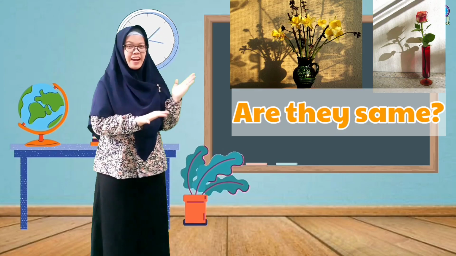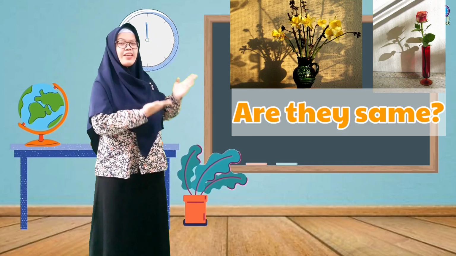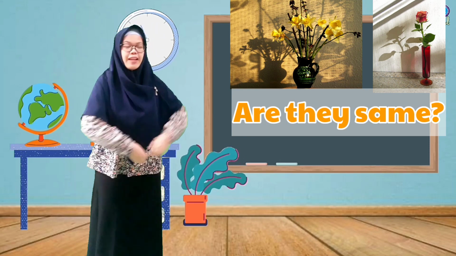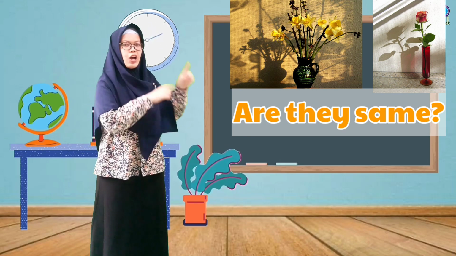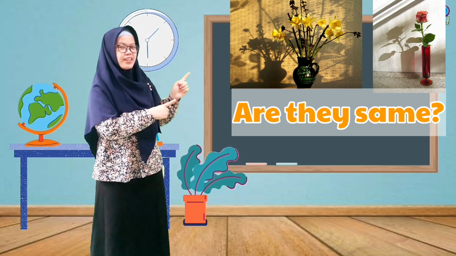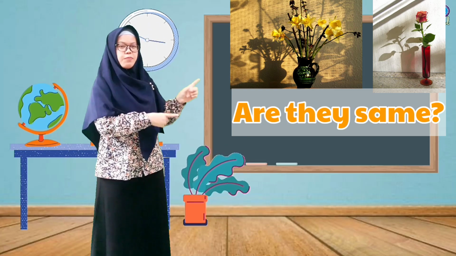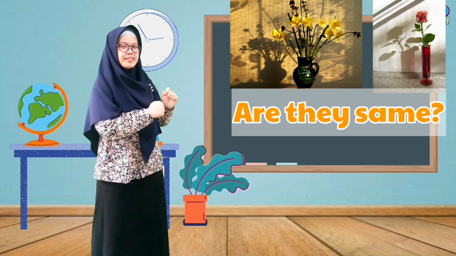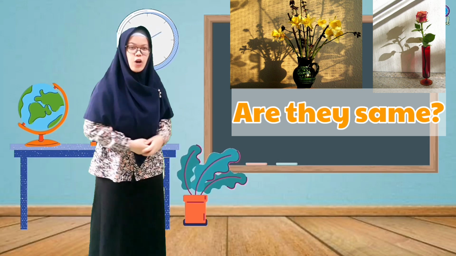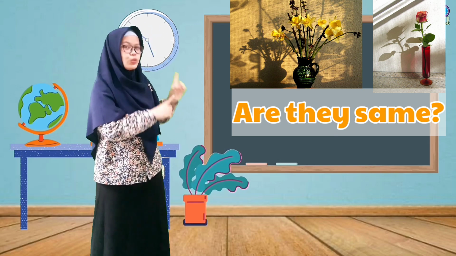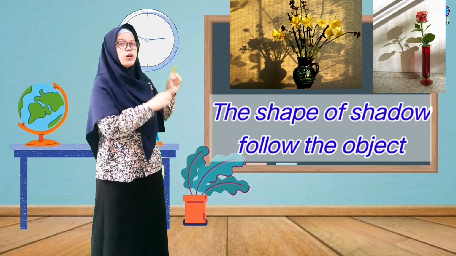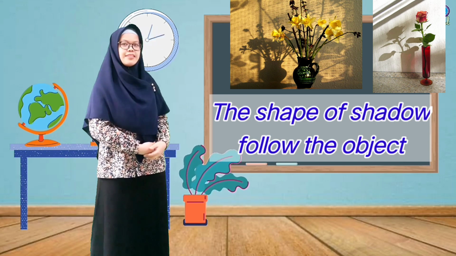Okay, friends, here Miss Shifa has two examples about the shadow. Look at this carefully. What do you think? Yeah, of course they are different, because the objects are different. If the object is different, the shadow will be different too. So, the shape of the shadow follows the object.